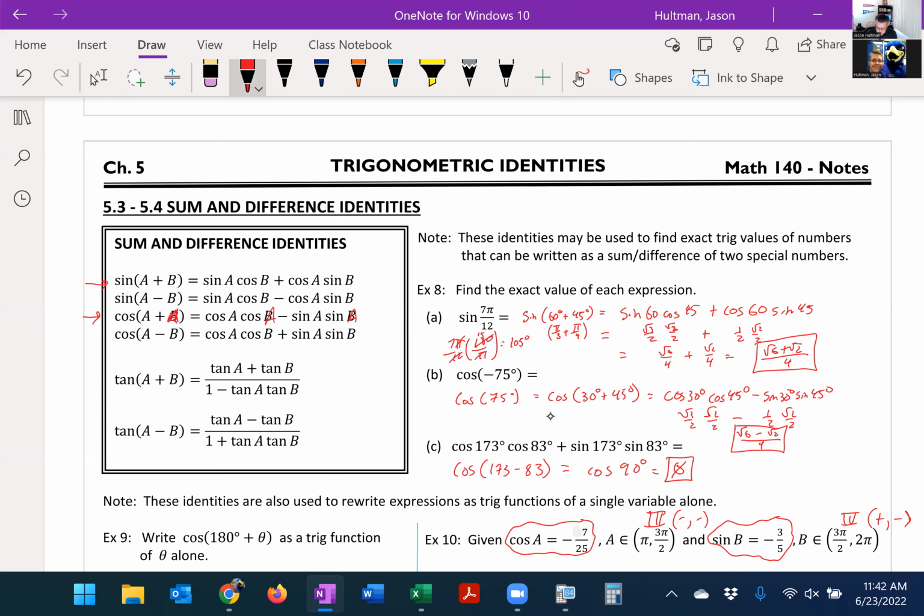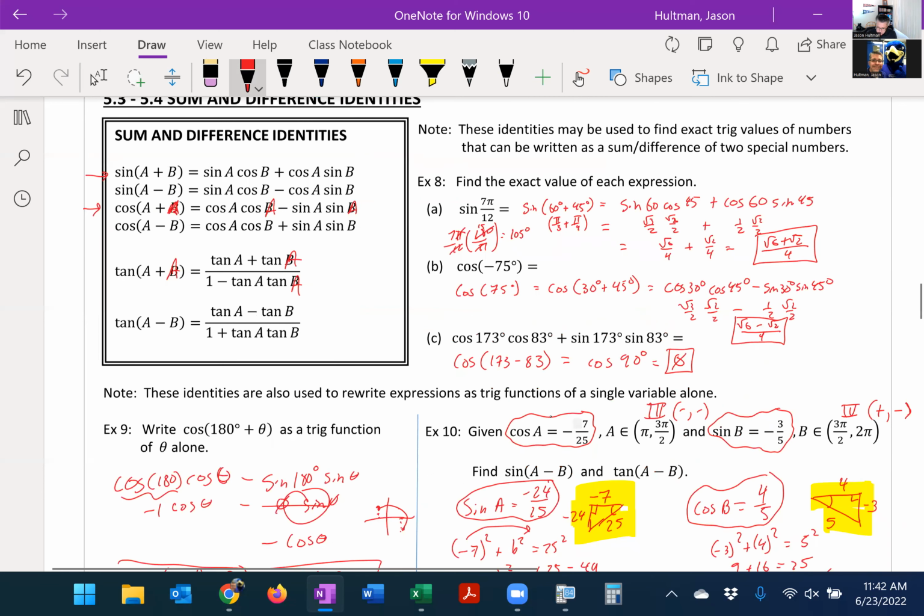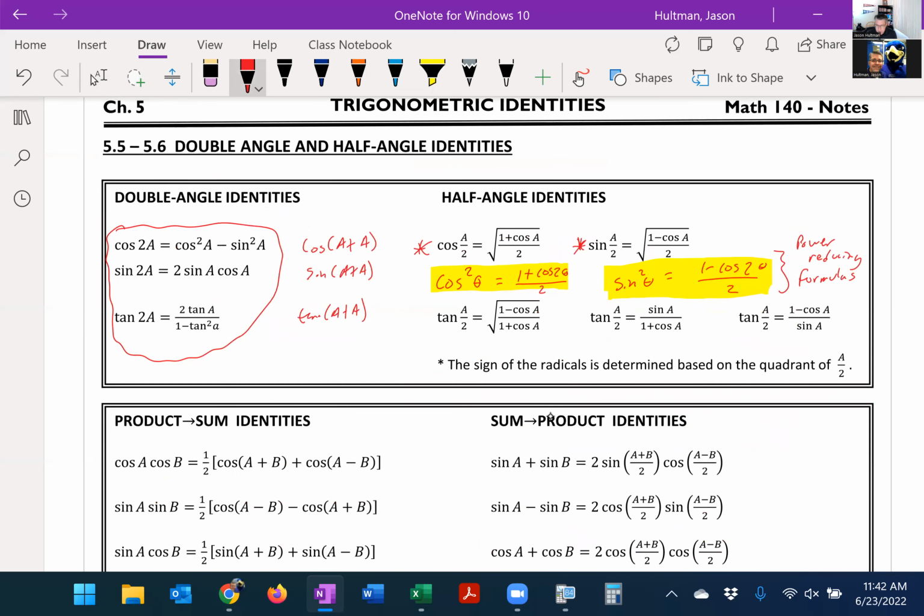And the same thing with the tangent. If I replace that B with an A, we would get two of the same thing on top, all over 1 minus the tangent squared. So again, that's how we're deriving these formulas over here for the double angle identities. We just use those sum and difference formulas.